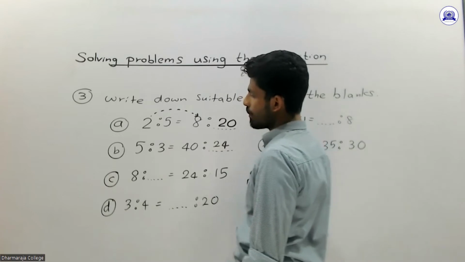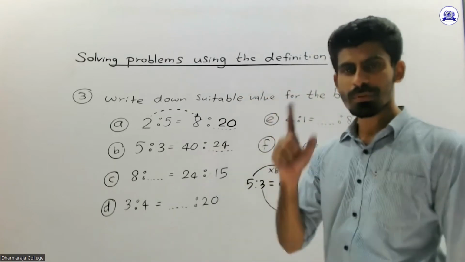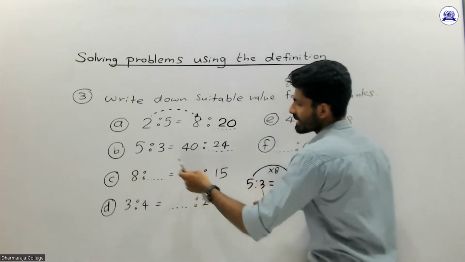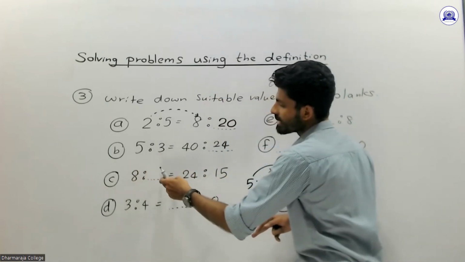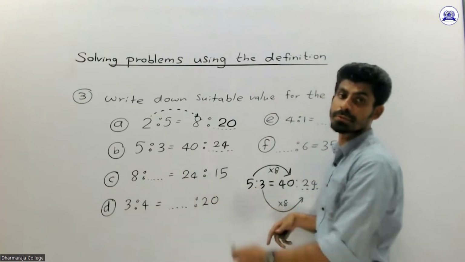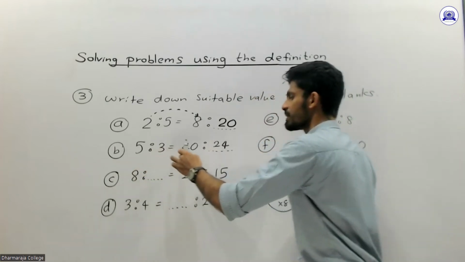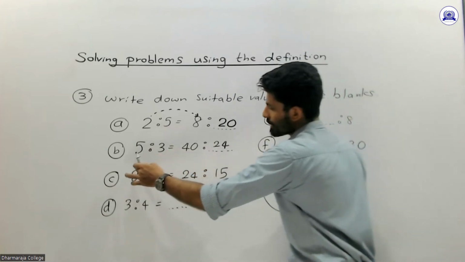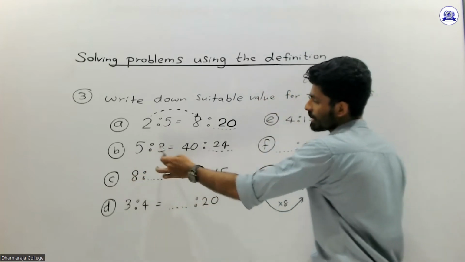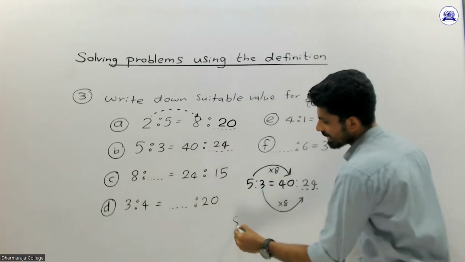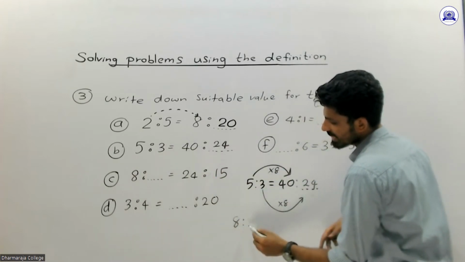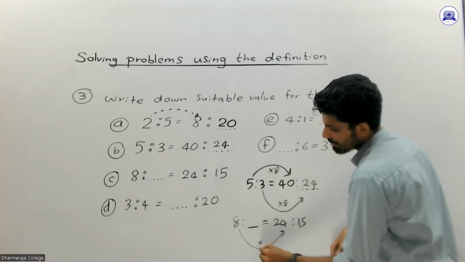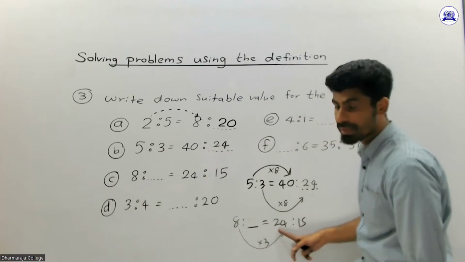Right? Very easy. I will give you only one example. Look at this one. 8 to blank equals 24 to 15. 8, you need to take to 24. That means you need to multiply by 3. 8 to something equals 24 to 15. 8, you need to multiply by 3 equals 24.